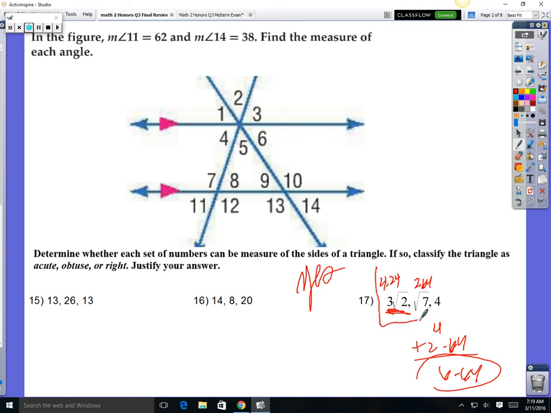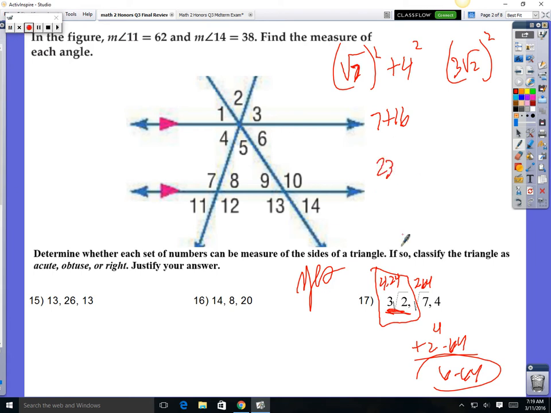So this guy's the biggest one. So I'm going to do the little one, square root of 7 squared plus 4 squared, and let's see how it ranks up to 3 square roots of 2 squared. Okay, square root of 7 times square root of 7 is square root of 49, which is just 7. 4 squared is 16. 16 and 7 is 23.